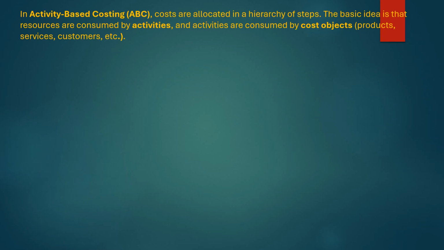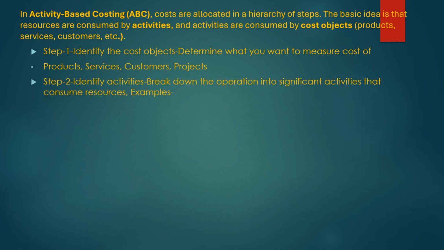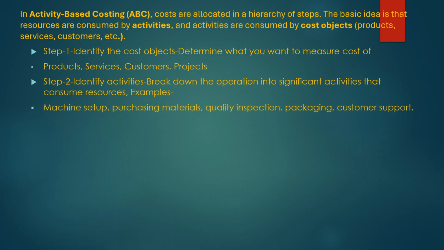In activity-based costing, costs are allocated in a hierarchy of steps. The basic idea is that resources are consumed by activities and activities are consumed by cost objects like products, services, customers. Step 1. Identify the cost objects. Determine what you want to measure cost of, that is products, services, customers, projects. Step 2. Identify activities. Break down the operation into significant activities that consume resources. Example, machine setup, purchasing materials, quality inspection, packaging, customer support.